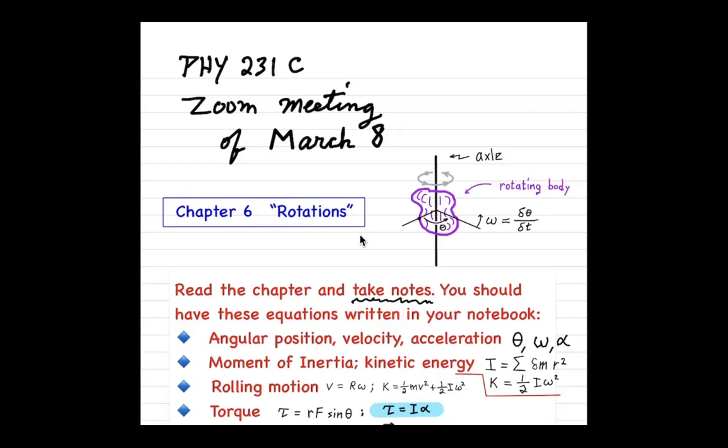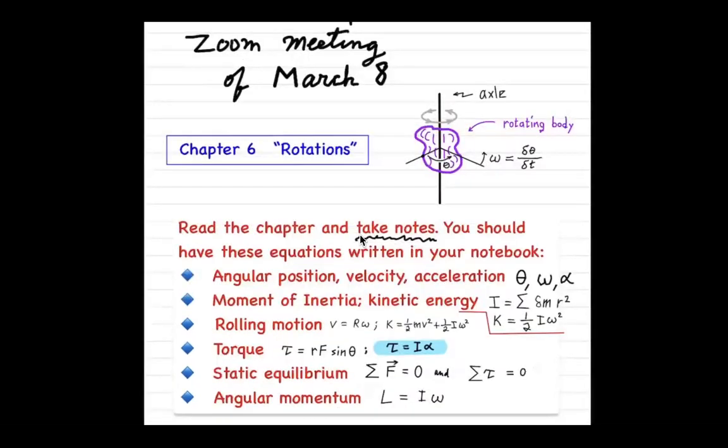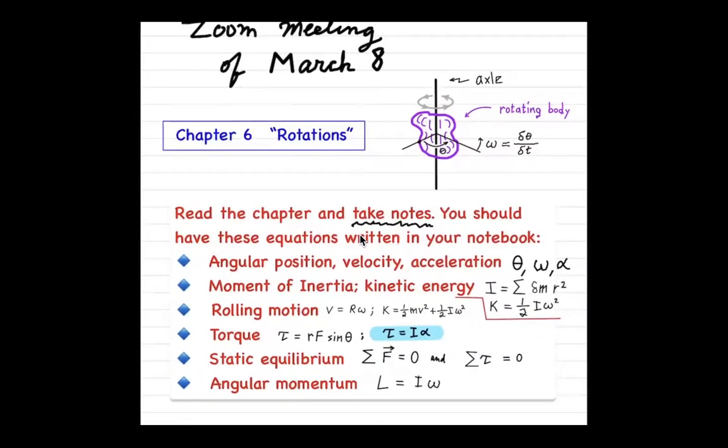Here are some of the equations that you should have written in your notebook while you were reading the chapter. We have an object rotating in space. So it has some shape. There's some axle. It's rotating around an axle. And to describe the orientation of the body, we have an angle. So here's the angle theta.